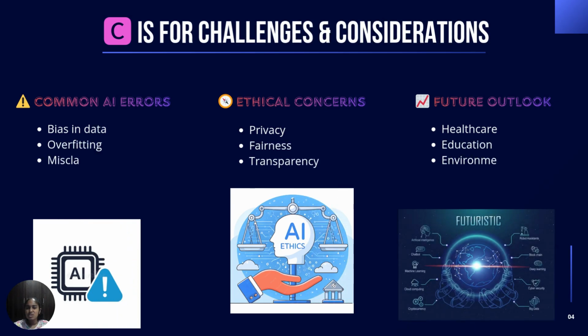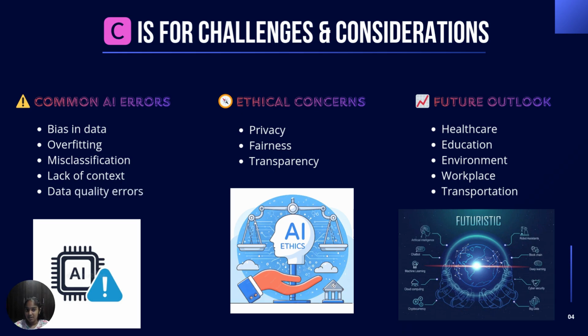C is for challenges and considerations. So let's go into some common AI errors. AI isn't perfect. Here are some common mistakes it makes. First one, bias in data. If you only teach a child about white cats, they might assume all cats are white. AI can make similar mistakes if trained on biased data.